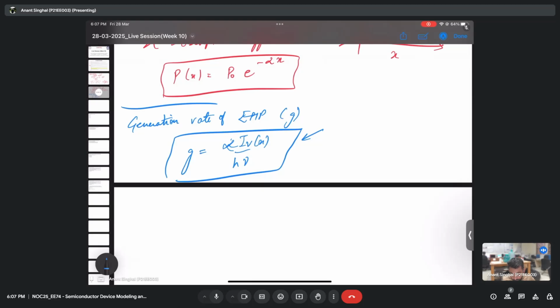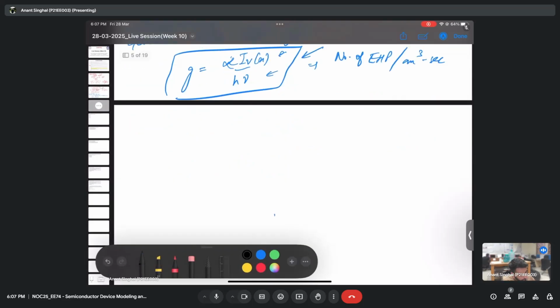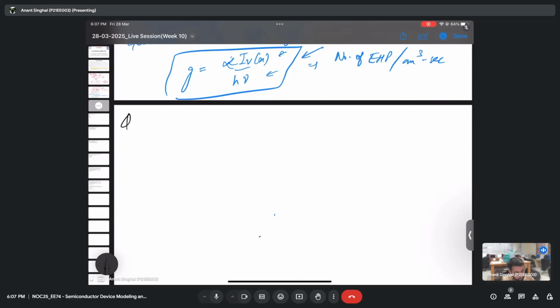So the unit of g will be, if you see, this is energy per unit volume per second and this is energy. So the energy gets cancelled out, and what we are left with is the number of electron hole pairs per centimeter cube per second. So let's see maybe some quick numerical to make you familiar with these.